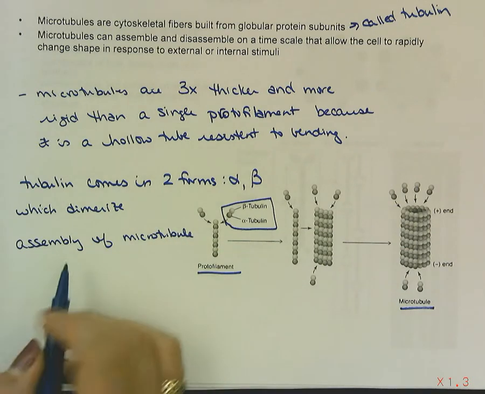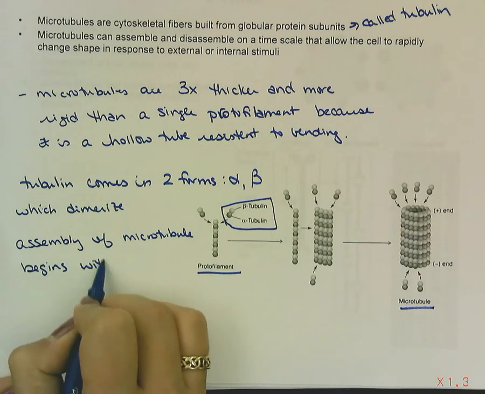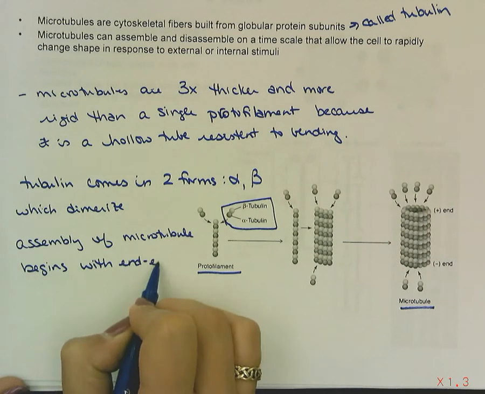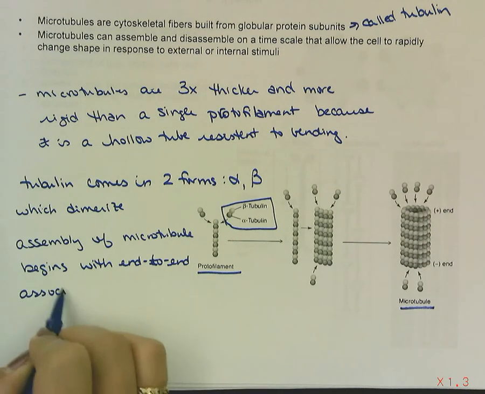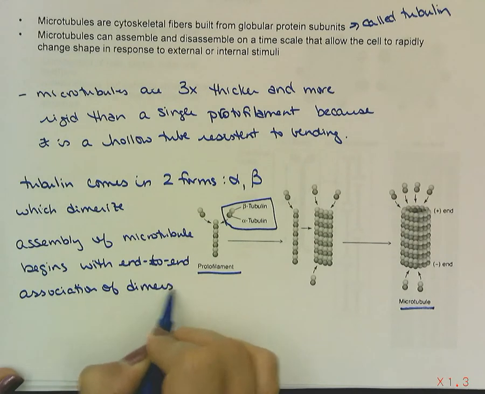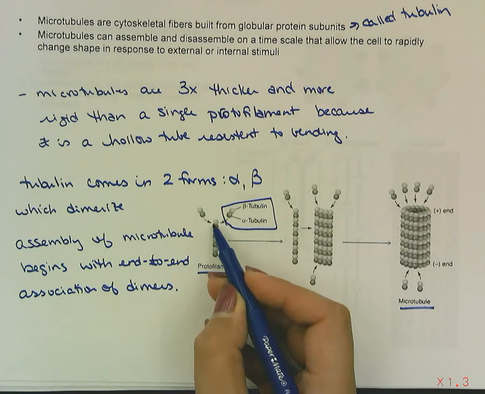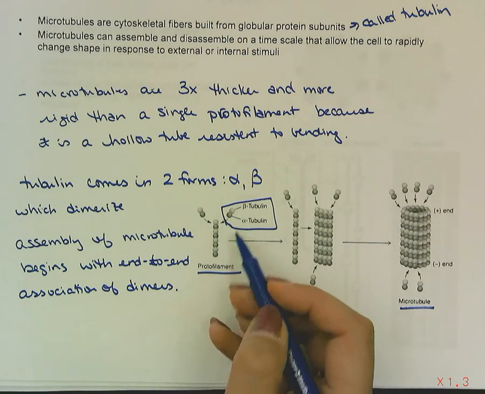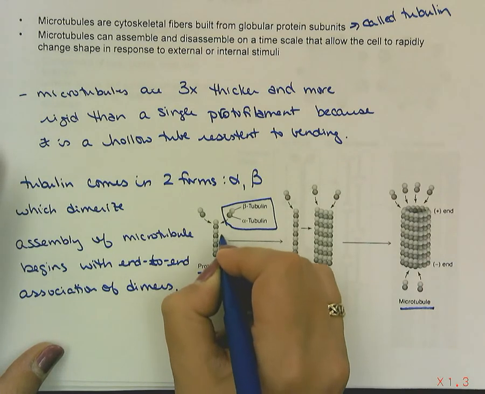The assembly of the microtubule begins with an end-to-end association of dimers, which again is what they're showing here. Alpha, beta, alpha, beta, alpha, beta, alpha, beta. Alpha, betas come together, and they're going to line up always A, B, A, B.